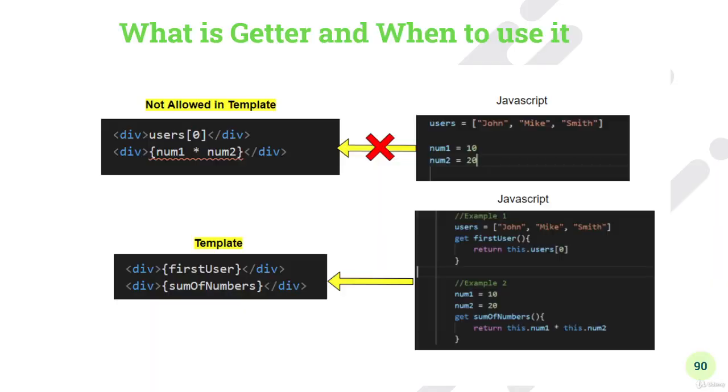Now we know how data binding works, how methods work, how data flows from JavaScript to HTML and HTML to JavaScript. So in the next video, we'll talk about conditional rendering.